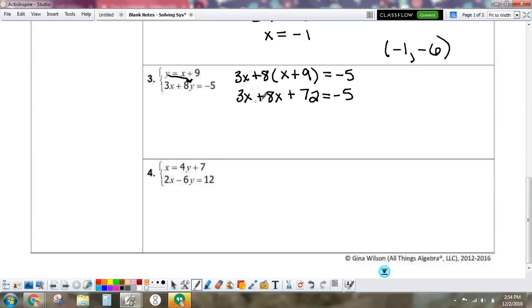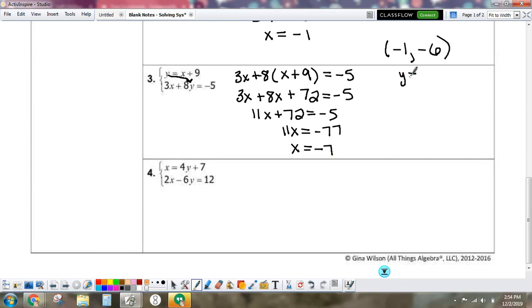Now I can combine my like terms. Now I can get the x term by itself, so I'm going to subtract that 72. Now I'm going to divide by 11 to get -7. So now I'm going to plug this into the one that's already solved for y.